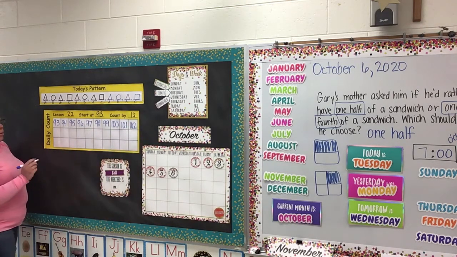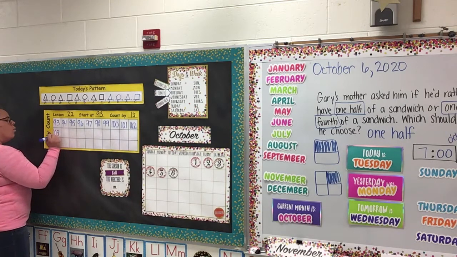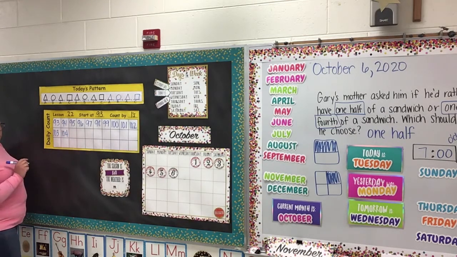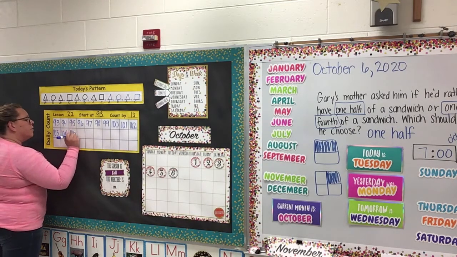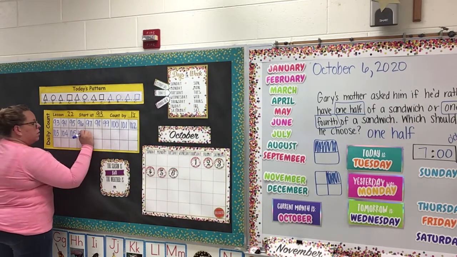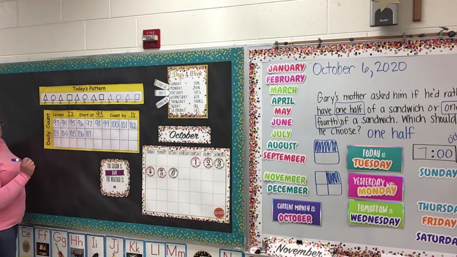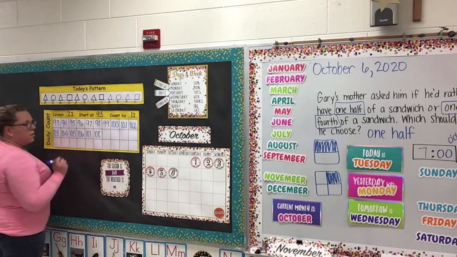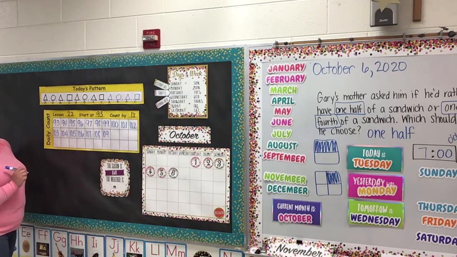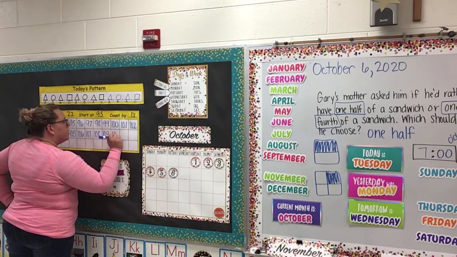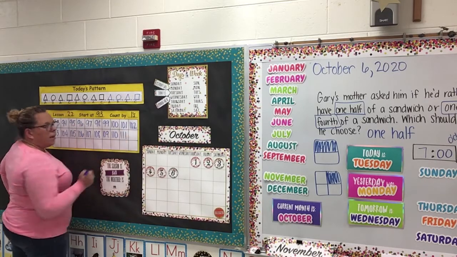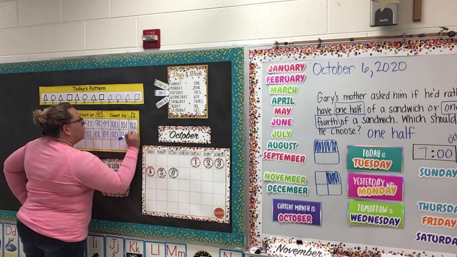Let's do one more row together. After 102 comes 103, 104, 105, 106, 107, 108, 109, 110, 111, and 112.